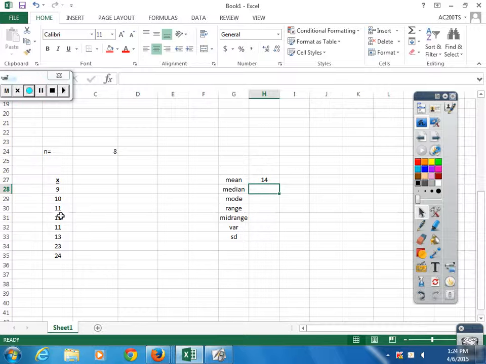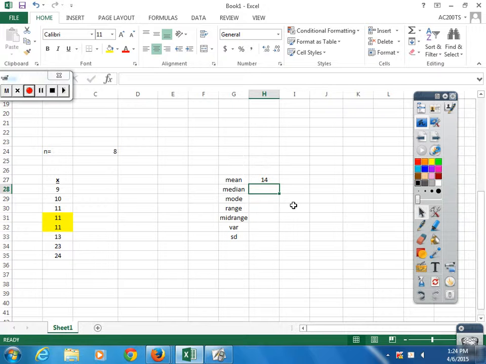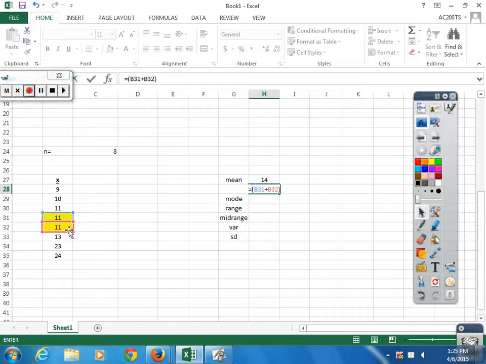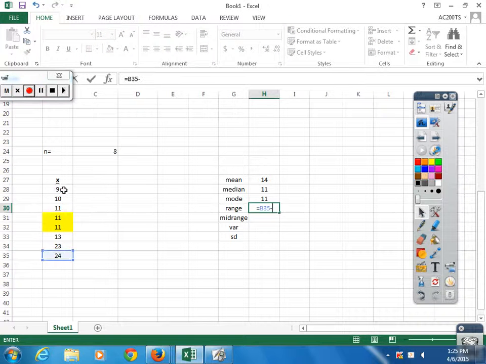Median is going to be these two guys, equals parentheses, 11 plus 11. Of course, it's 11, but you don't always want to go with the assumption. You want to always calculate it. Mode is 11 also. And range is equal to the highest minus the lowest. And the mid-range is equal to, parentheses, highest plus the lowest, divided by 2.